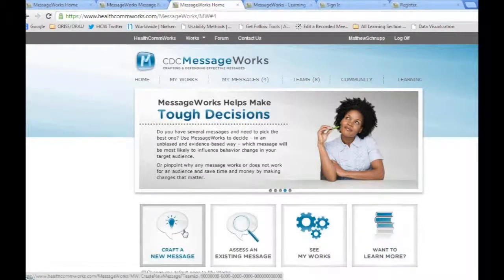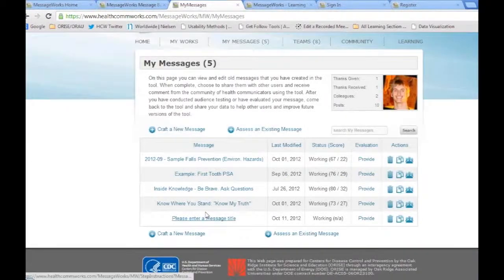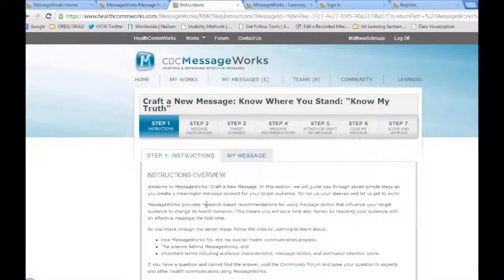For this presentation, I'm only going to focus on Craft a new message because the process is similar, and Craft a new message takes you through more of the steps and gets you a broader experience. So when you click onto that process, you're going to see that there are 7 steps. And actually, I'm going to take a step back, because this is how it looks when you craft a new message, but I've actually already done this once before for the HIV/AIDS campaign.